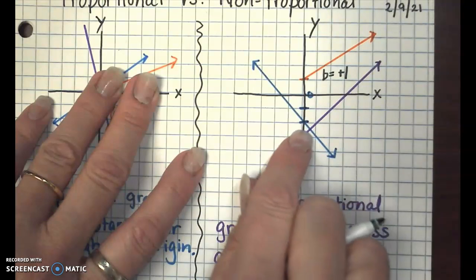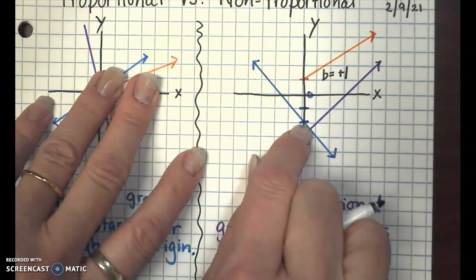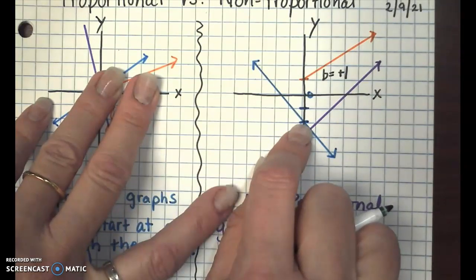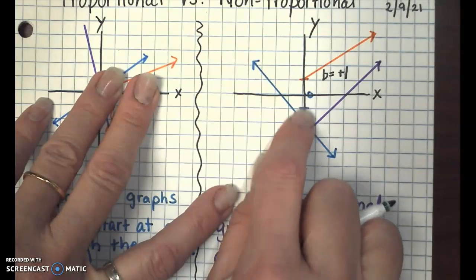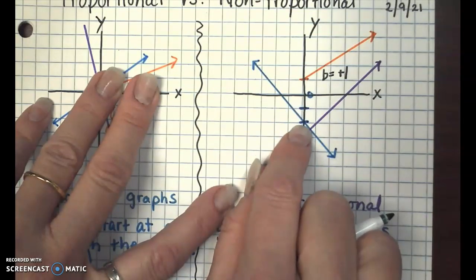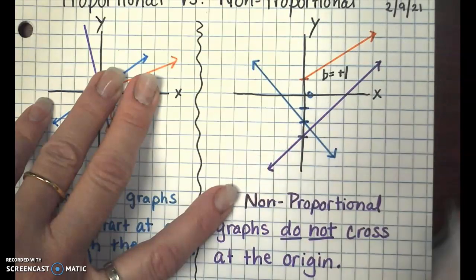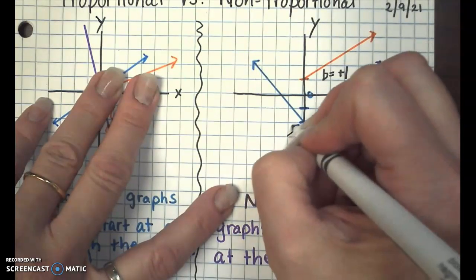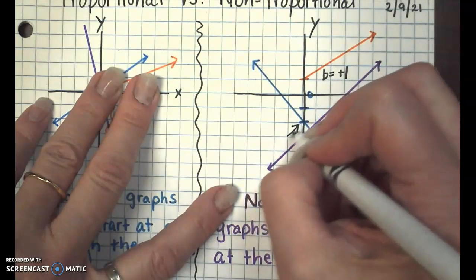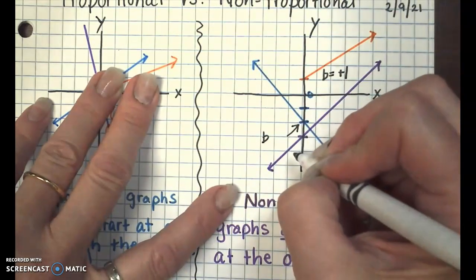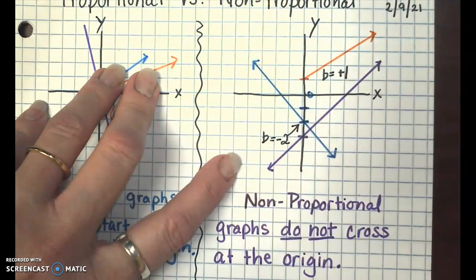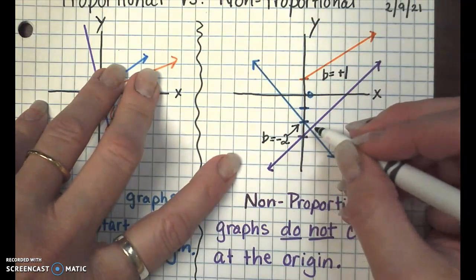What about this blue line right there? Where does that cross the y-axis? I know Xavier told me. Crosses at negative what? -2, right? Wait, the blue one? Yeah, I'm talking about the blue one. Okay, so the blue one, right there, guess what? The y-intercept, or the b, is -2, because it's crossing the y-axis at -2.